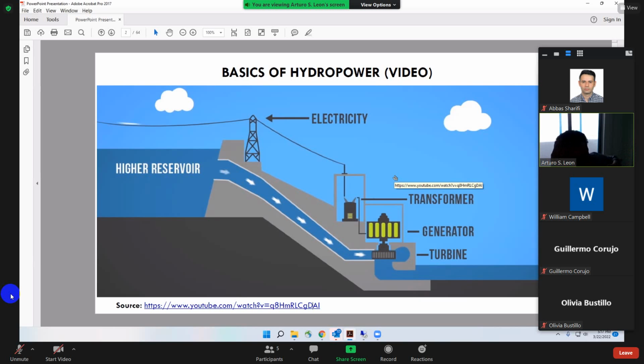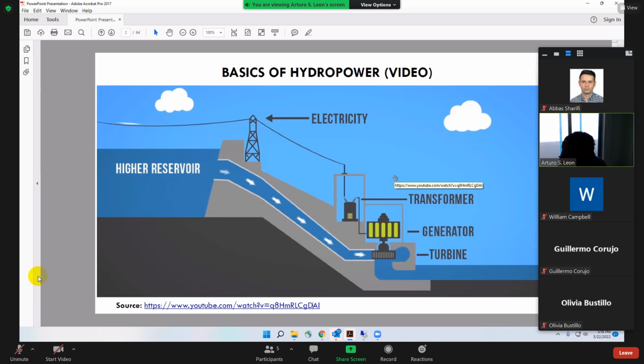Whenever there is a lot of variation, for example, let's say you don't have wind. If you don't have wind, you can use hydropower. And then when the wind comes in, you can basically not produce hydropower. So now, in the last 10, 15 years, people are using hydropower to balance those variabilities.